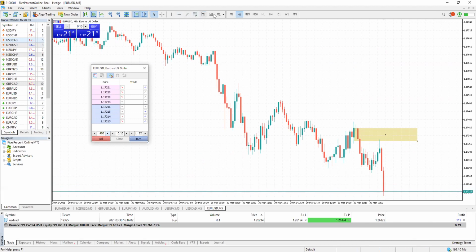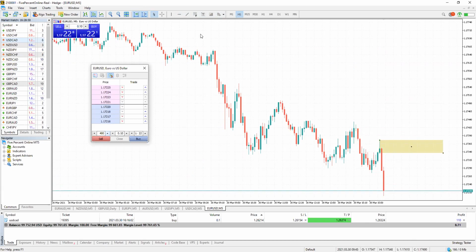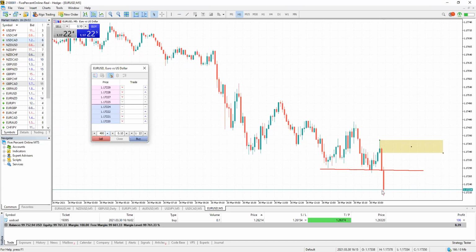So now this has created a new supply, and of course there's the breaking point. So if this continues and breaks lower, any kind of retracement to this area or this area, I'll look to short.